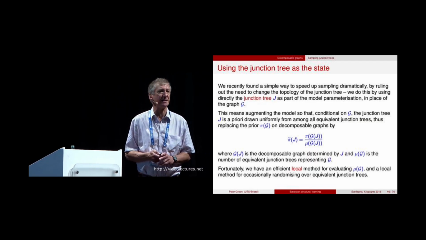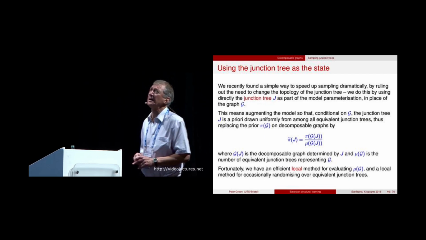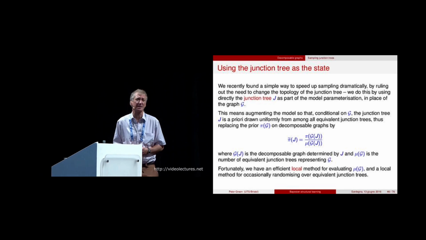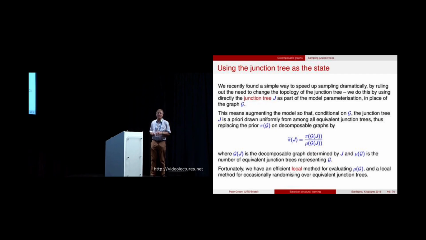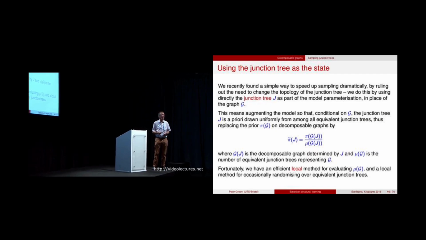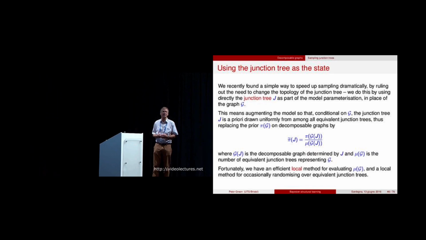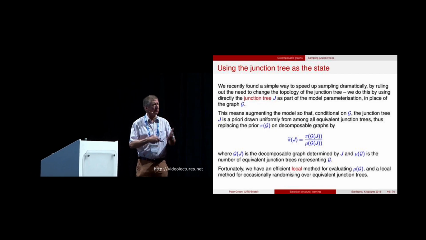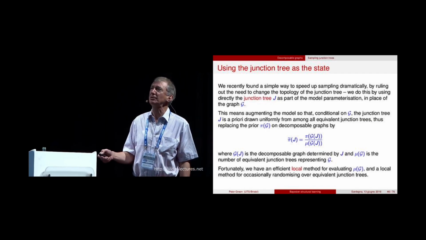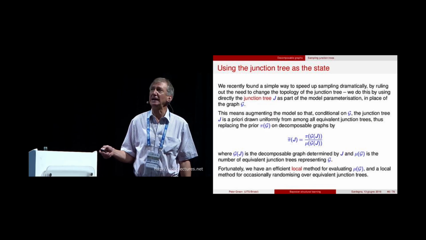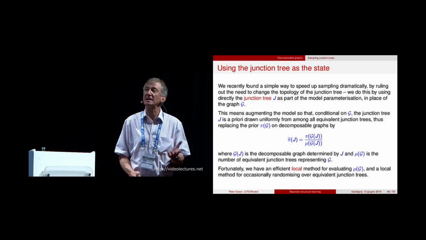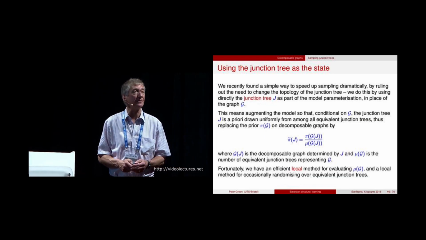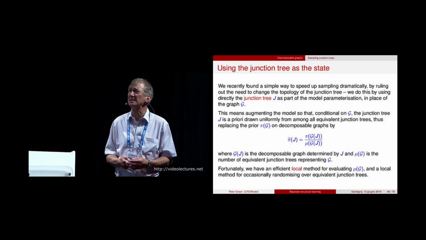Now, it turns out that topology change is actually quite damaging in performance terms. And we recently found a simple way to speed up the sampling quite dramatically by cutting out the need to change the topology. And we do that by a trick, treating the junction tree itself as part of the model parameterization. And that means augmenting the model so that we distribute the prior probability on a particular graph equally among the junction trees that represent that graph. And that is a useful idea because we can count the number of such junction trees so we know what probabilities we're assigning.